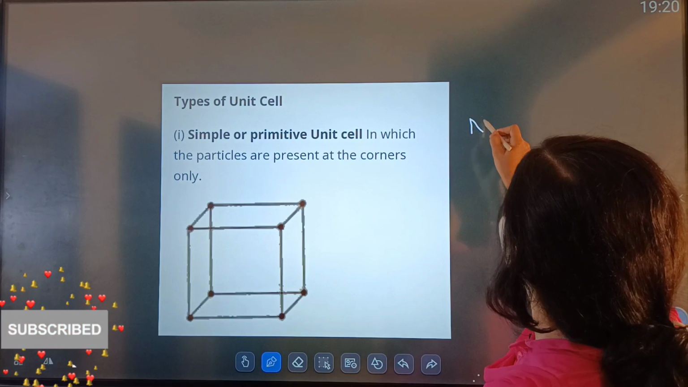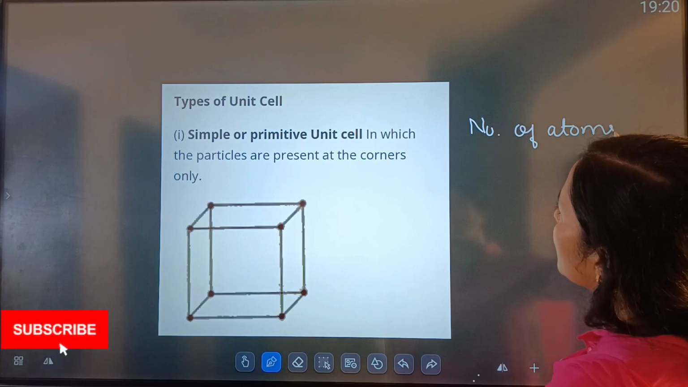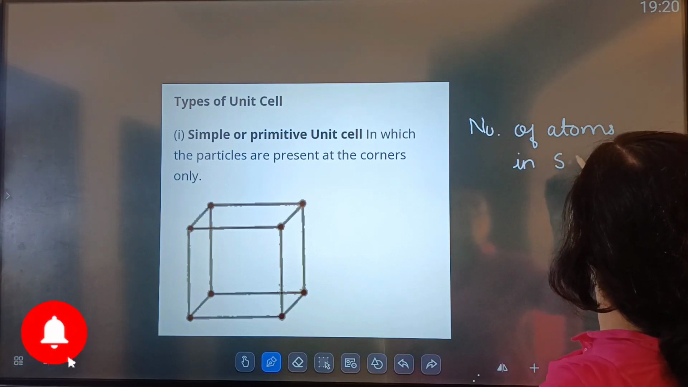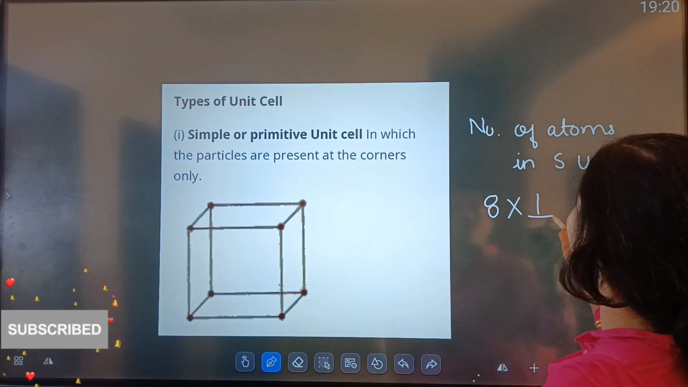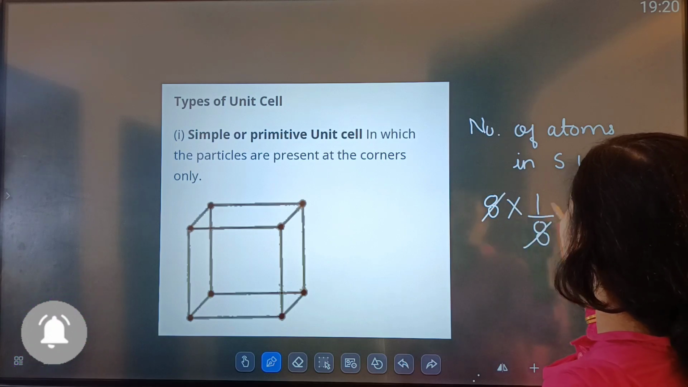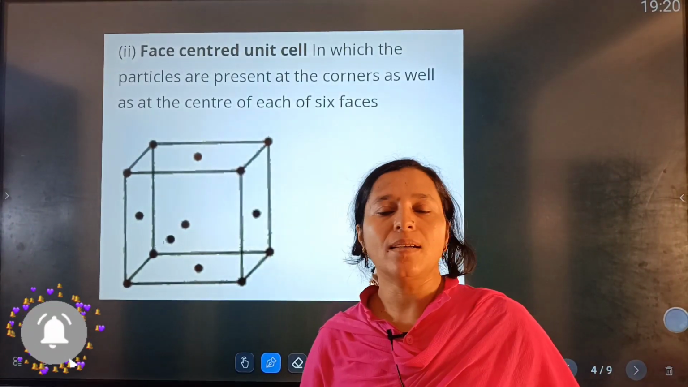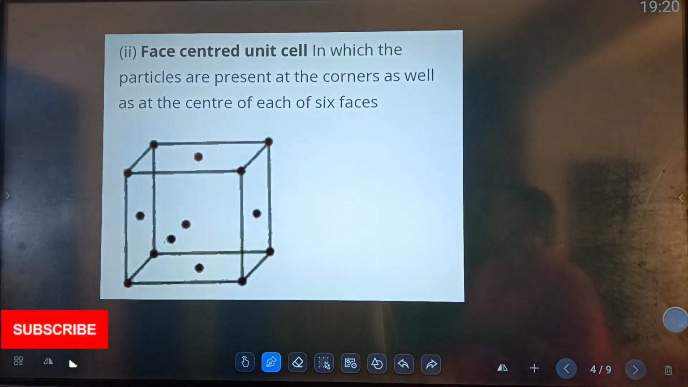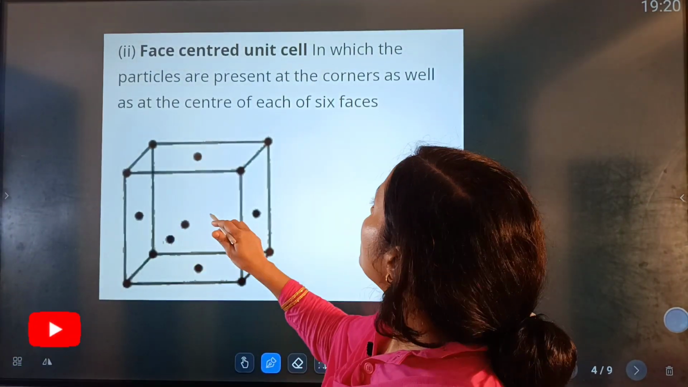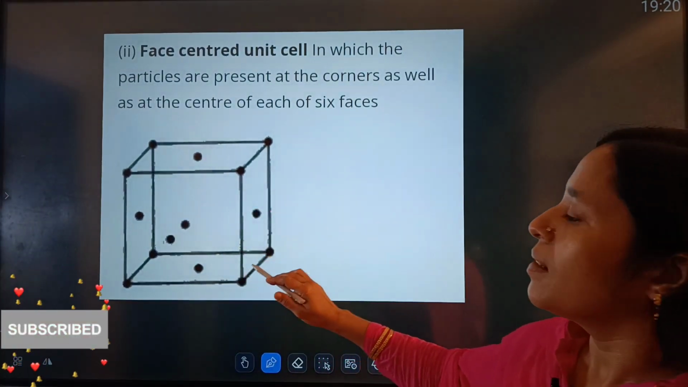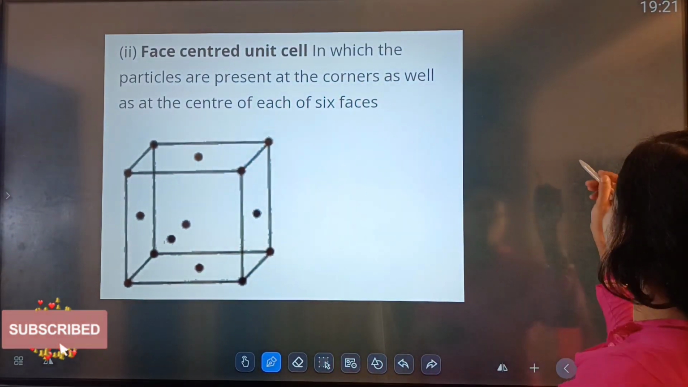Simultaneously, we will also calculate the number of atoms in the simple unit cell. So 8 atoms or particles are present at the 8 corners. So the number of atoms per unit cell will be equal to 1. Okay. The second one is the face centered unit cell. You can see in this the particles are present at the corners as well as at the center of each face.